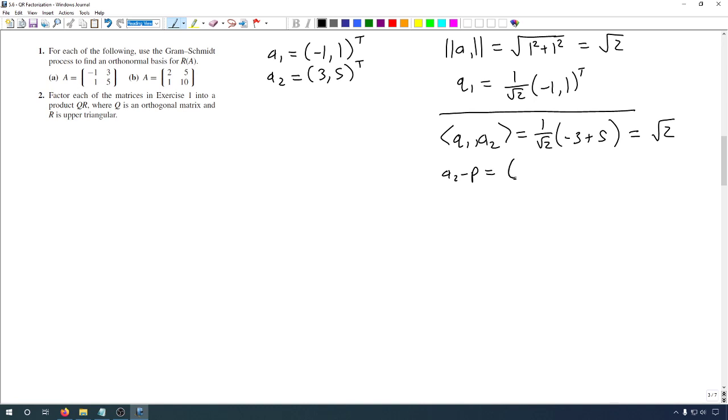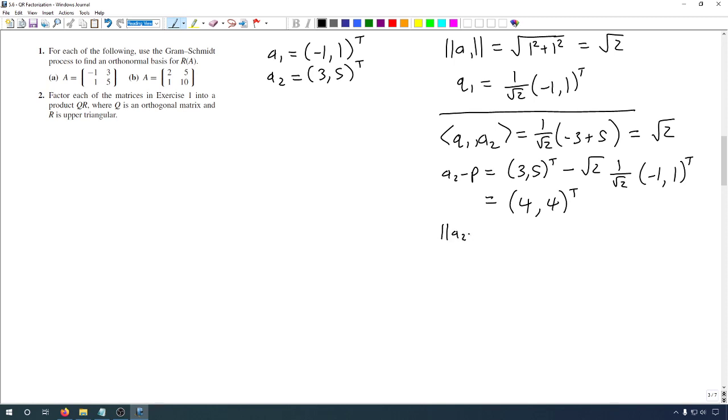So A2 minus that projection. We have (3, 5) minus the inner product times Q1, so 1 over square root 2 times (-1, 1). Those cancel each other out. So we have (3, 5) minus (-1, 1). If we do that subtraction, 3 minus negative 1 is a 4, and 5 minus 1 is a 4.